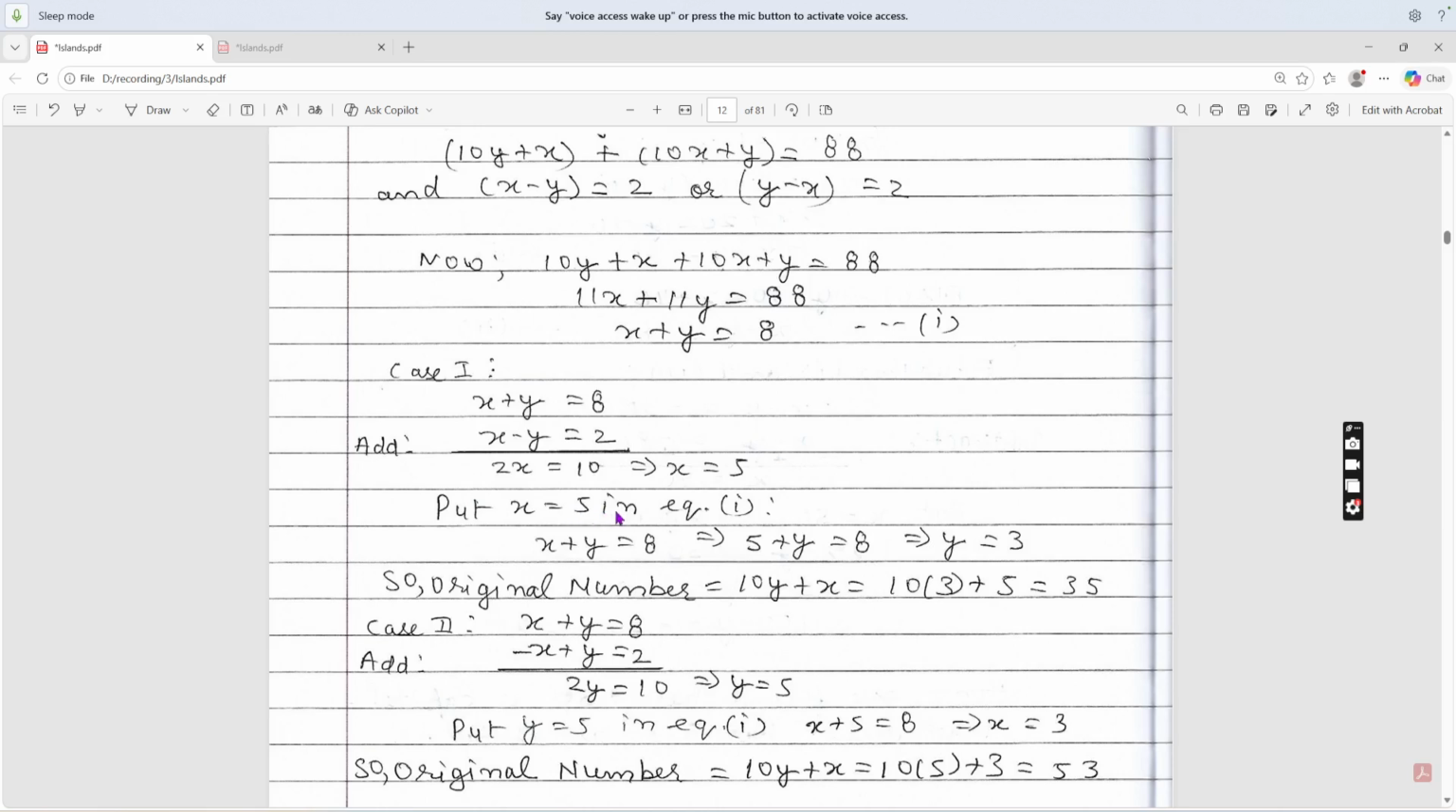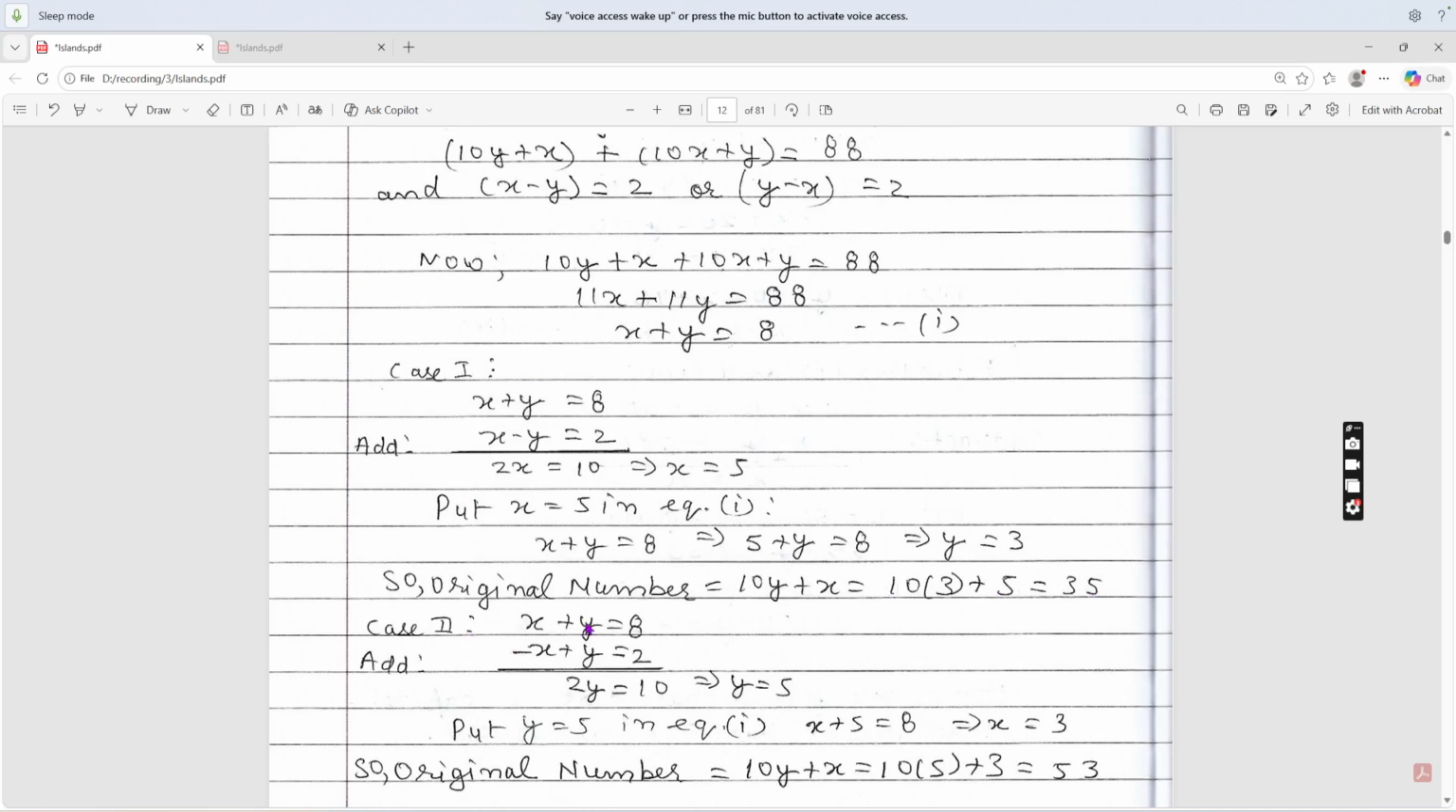Now we are going to put x is equal to 5 in equation 1. What is the first equation? x plus y is equal to 8. So here x is equal to 5, and we put it here: 5 plus y is equal to 8. So y is equal to 8 minus 5, that is 3. So what is the original number? That we know, 10y plus x. What is y here? That is 3. So 10 into 3, that is 30, plus x. What is x here? x here is 5. So the number would be 30 plus 5, that is 35.